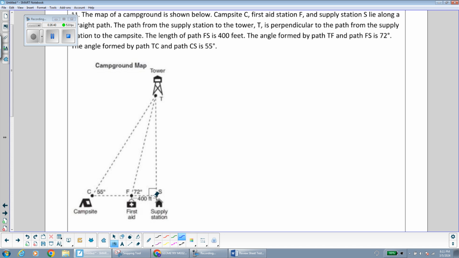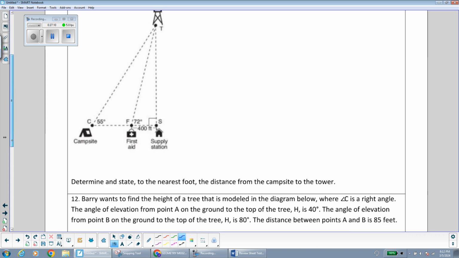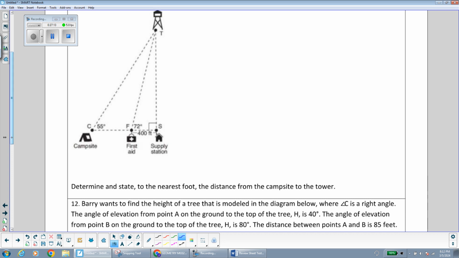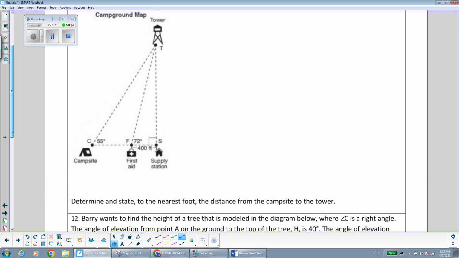So we have right triangles. The length of path FS is 400 feet. And nice, that's already labeled for us. The angle formed by path TF and path FS is 72 degrees. Once again, already labeled, nice. And the angle formed by path TC and path CS is 55 degrees, labeled already again. Nice. I'm going to state the nearest foot, the distance from the campsite to the tower.